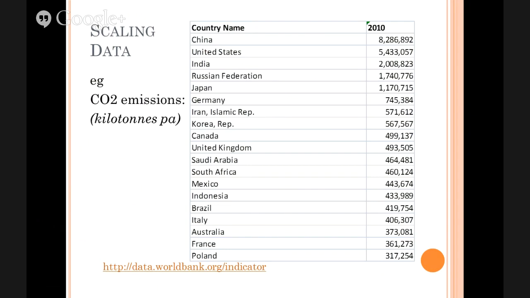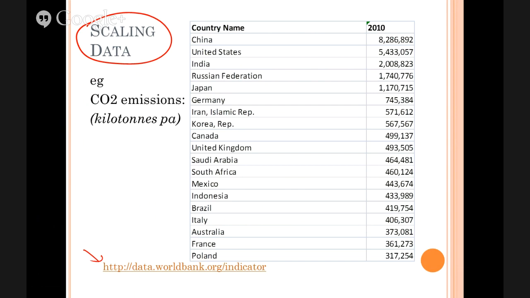Here's an example of where we need to scale data, because the raw data itself really doesn't give us the true story. This is an example from 2010, from the World Bank, here's the website where we got this data from. You can go and have a browse of that yourself and see what you can learn.